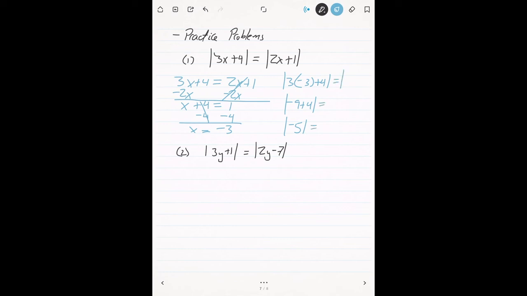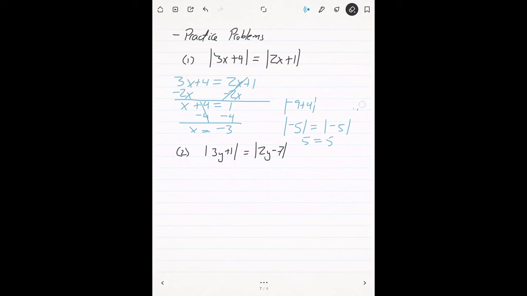On this side, I would have 2 times negative 3 plus 1. Let's see, that's the absolute value of negative 6 plus 1. That's the absolute value of negative 5. Hey, it works. They're the same quantity. They're both negative 5, and obviously their absolute values are going to equal each other. So it works. Negative 3 is a solution for this.